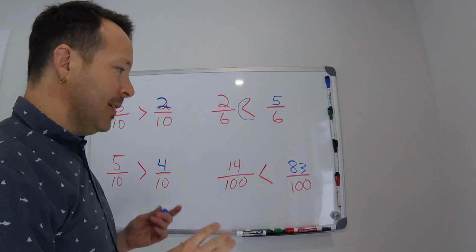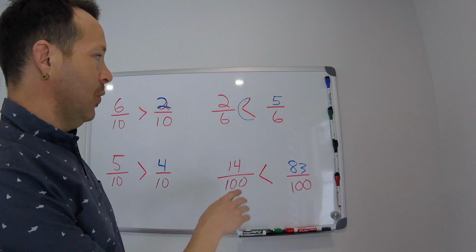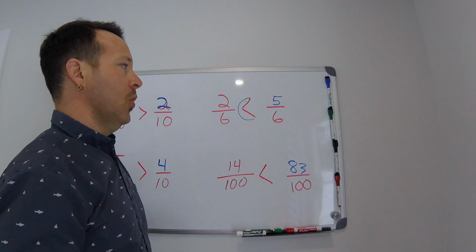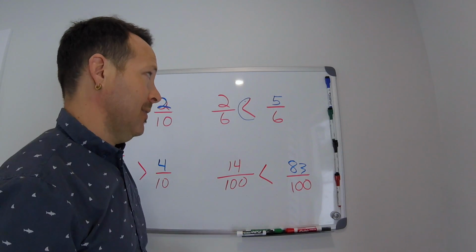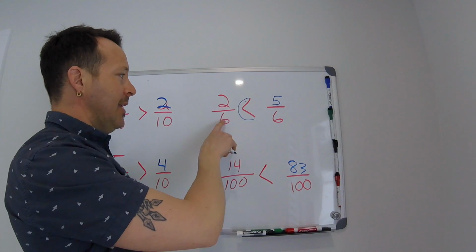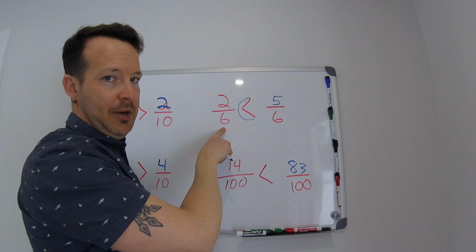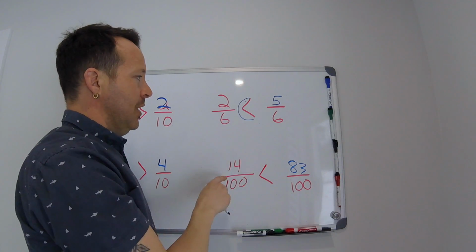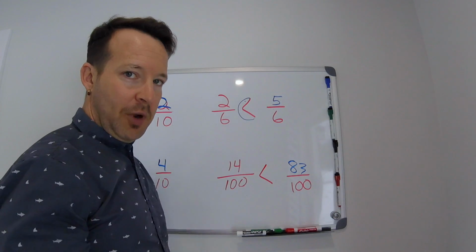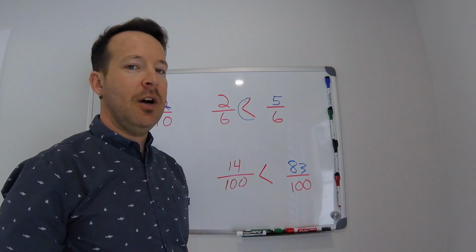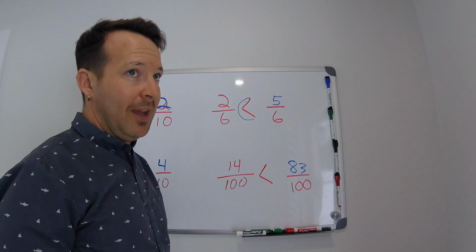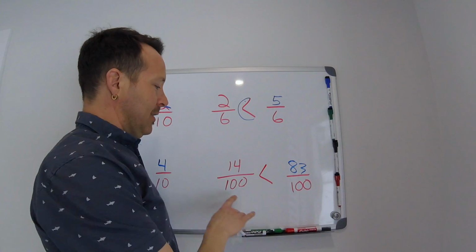Okay, now how did I get these numerators? Like why 5 or why not 8? Well, any numerator cannot be greater than the denominator. If you have a numerator that's greater than the denominator, that's called an improper fraction. We'll get there eventually, but not today.